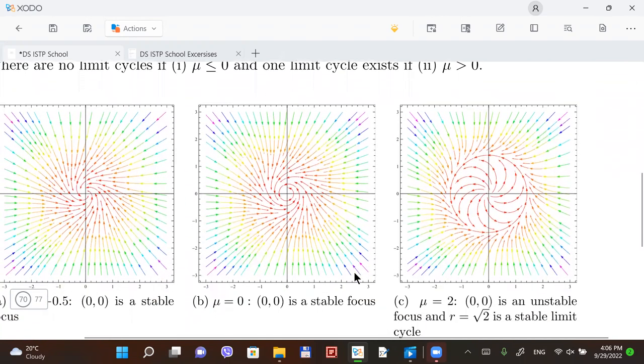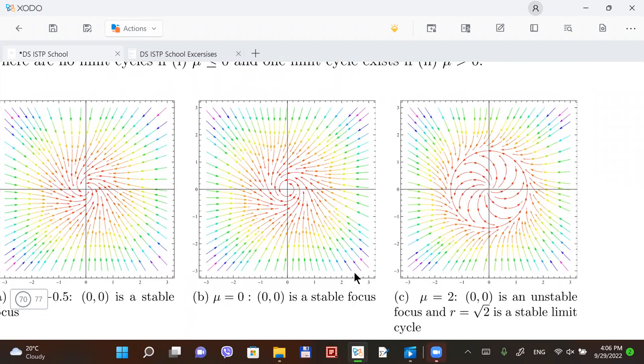There is a phase portrait of the system. So when mu is negative, the fixed point is a stable focus. For zero, still a stable focus. But as we increase mu, the radius of the limit cycle also increases, because the equation for the limit cycle is r equals the square root of mu. So with increasing mu, the limit cycle radius increases. So I plot it for mu equal two in order to be obvious, to have a good picture.